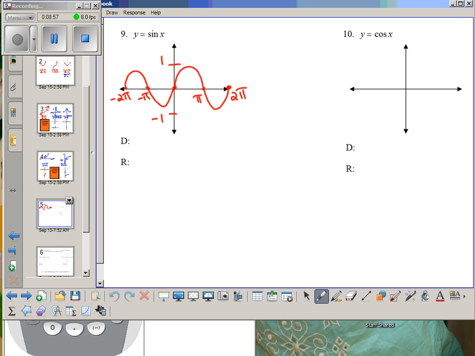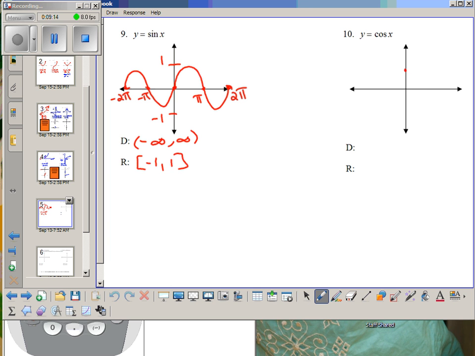So my domain for sine, again, is negative infinity to infinity. This pattern continues forever. The range is from -1 to 1, including -1 and 1, because you can have a sine that equals -1 or 1.